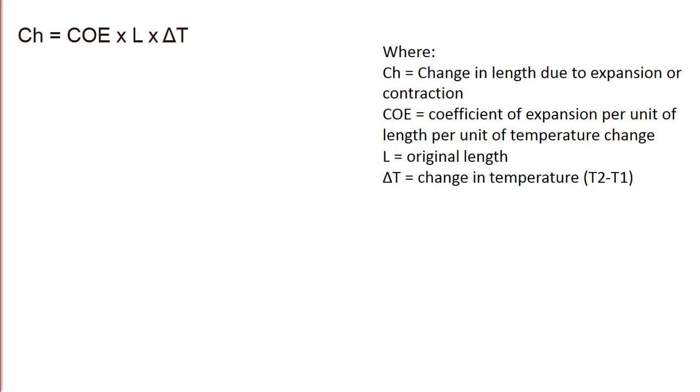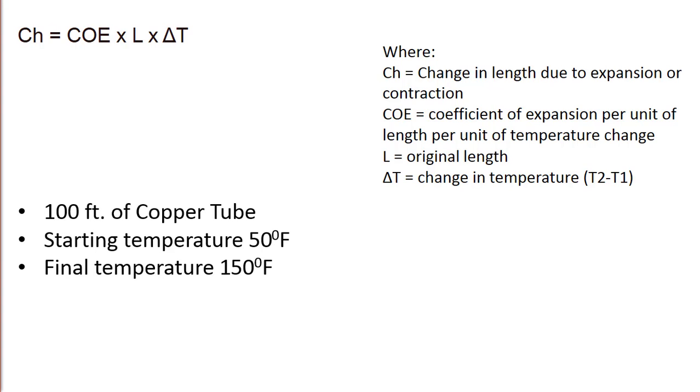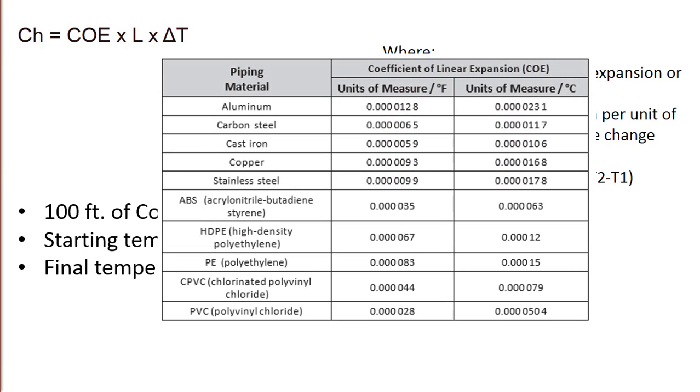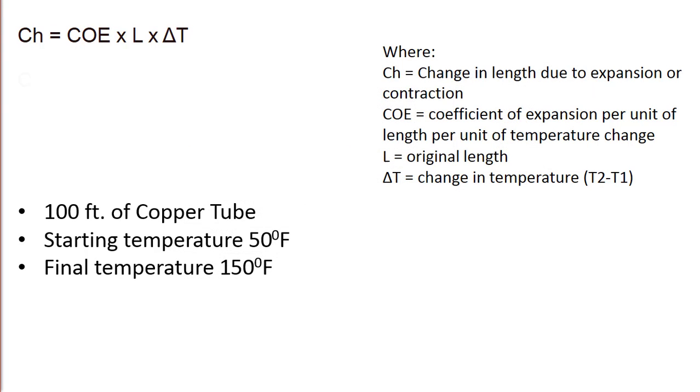So here's our formula. Let's say you have 100 feet of copper tubing that's going to be exposed to a minimum temperature of 50 degrees Fahrenheit and a maximum temperature of 150 degrees Fahrenheit. So let's plug in our variables. When we check our table, we find the coefficient of expansion for copper using Fahrenheit is 0.000093. So we fill in that number.